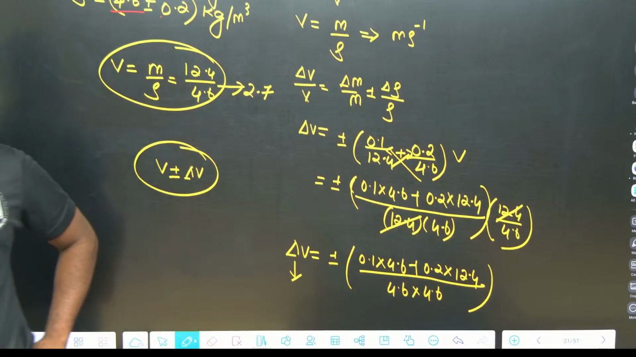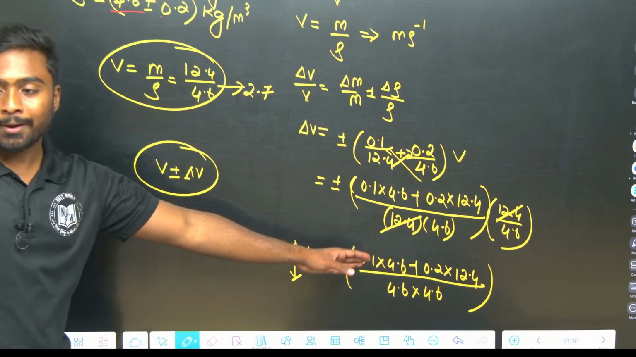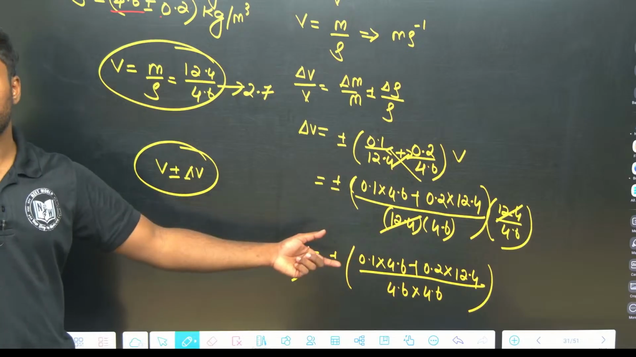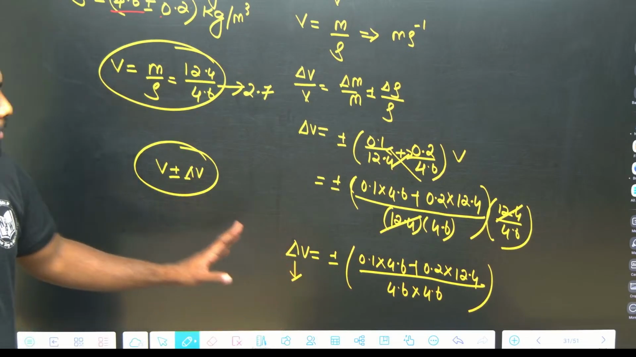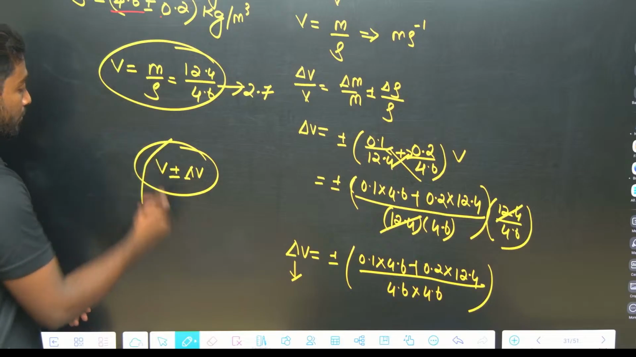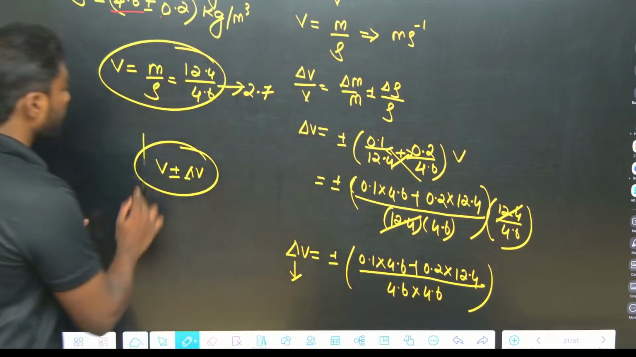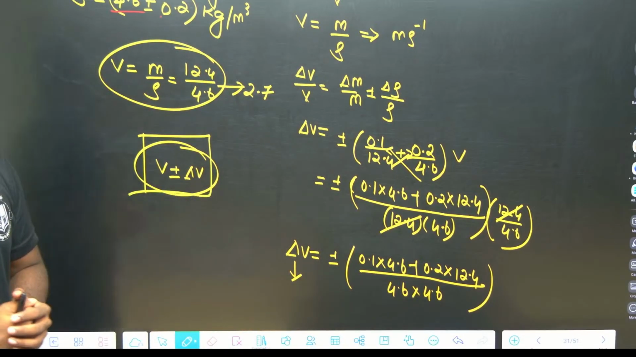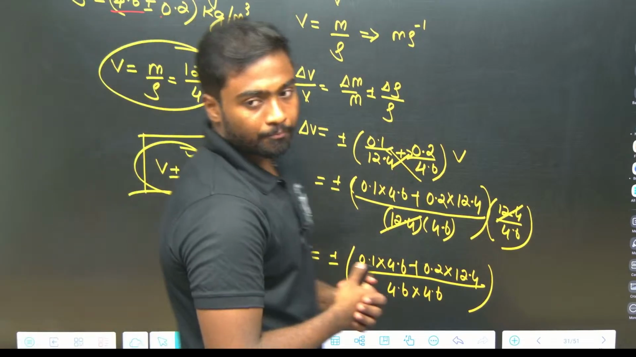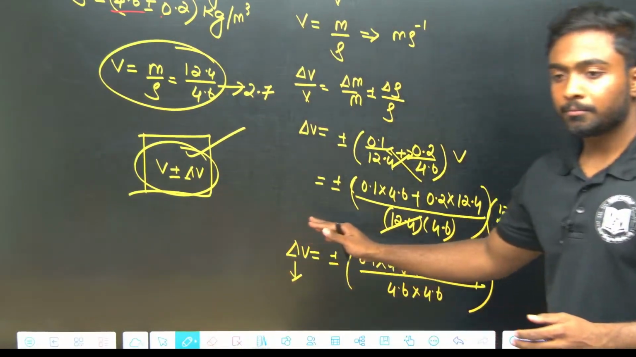So now if you take the value for the numerator and denominator and divide it, you will get the value of delta V. Okay. So the final thing I need to find is V plus or minus delta V. Okay. This is the thing I need to find. So any doubt in this? Okay.